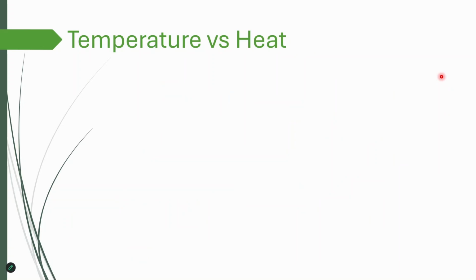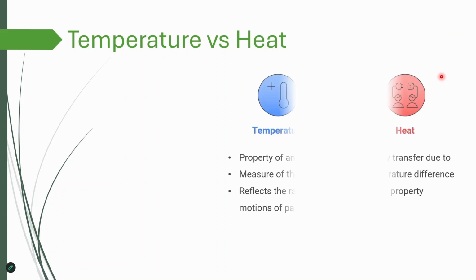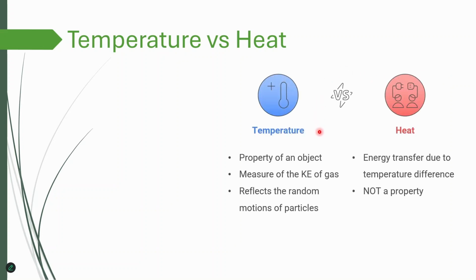In this next slide, we are going to talk about what temperature is, what heat is, and how we are differentiating them. So temperature is actually a property of an object, just like pressure, volume, amount of object. For example, for gas, it could be number of moles. So just like that, it's a property of an object, and it's basically a measure of kinetic energy of gas.